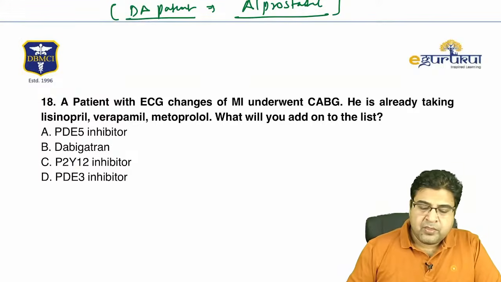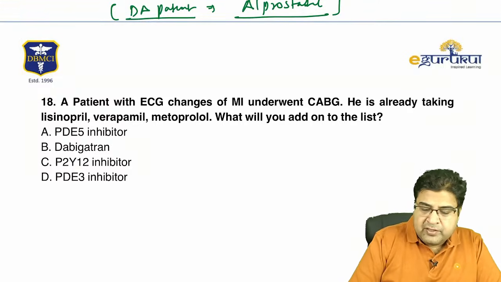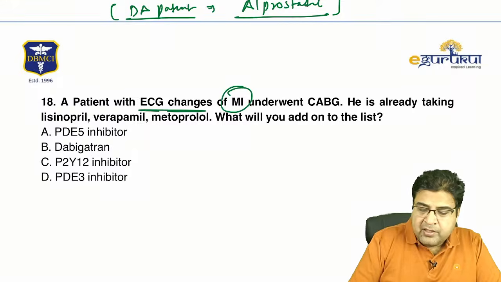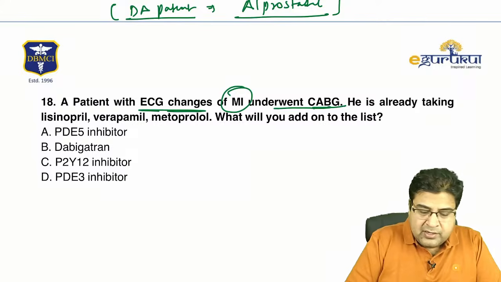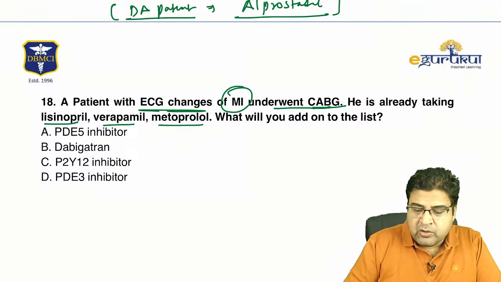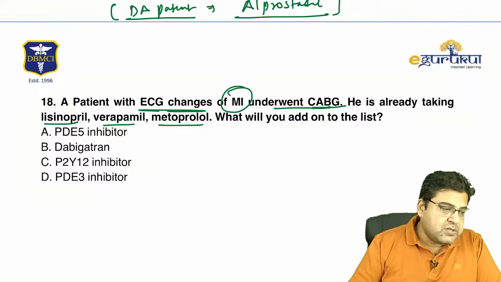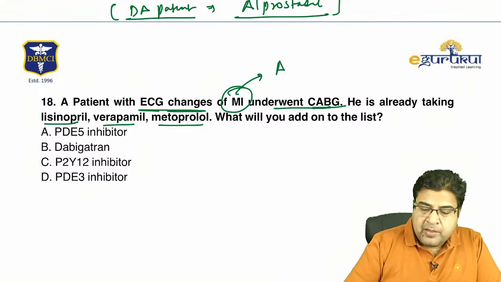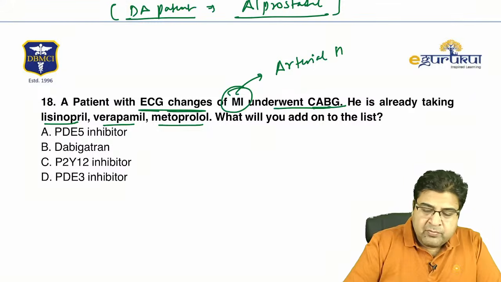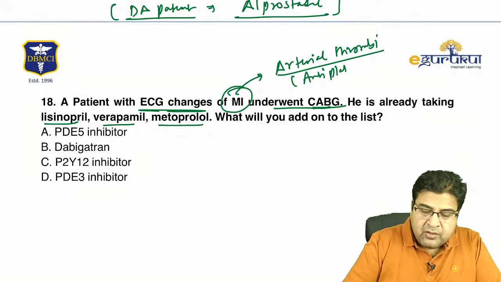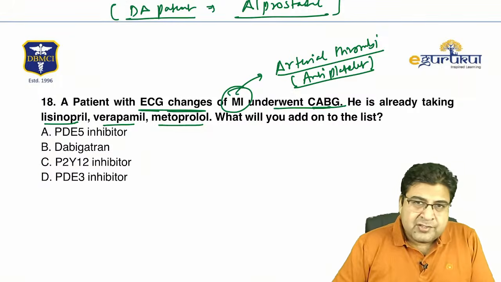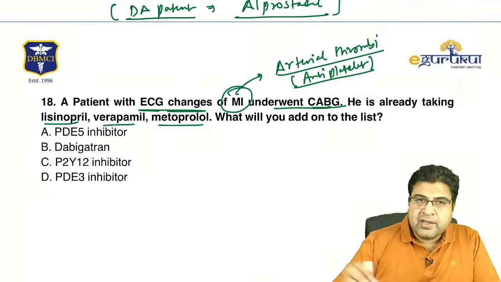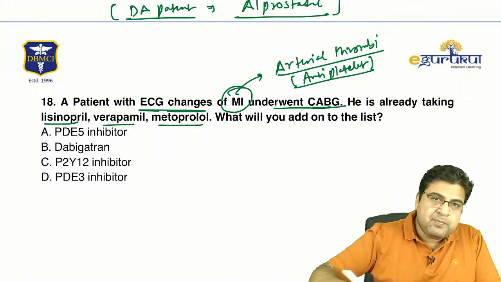Now question number 18. A patient with ECG changes with MI underwent open heart surgery. Now the patient is taking lisinopril, verapamil, metoprolol. Which is added to the list? This patient is having an MI, which means the patient will have arterial thrombi. For arterial thrombi, we give antiplatelets, and for venous thrombi, we give anticoagulants. So here we need to add an antiplatelet medicine.